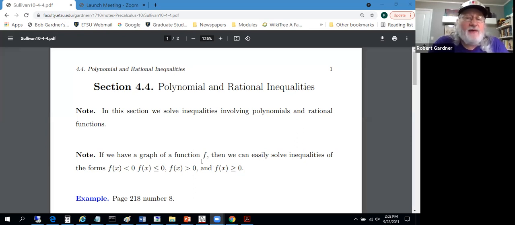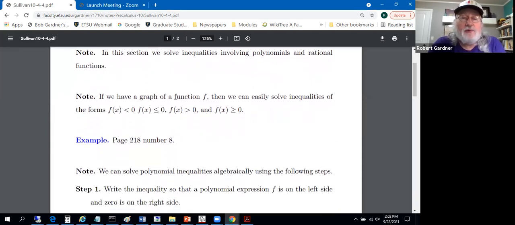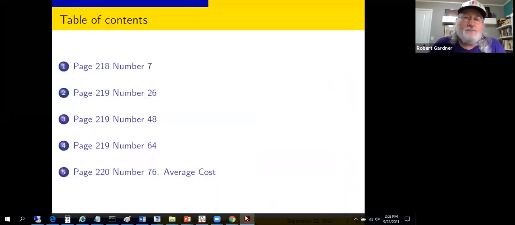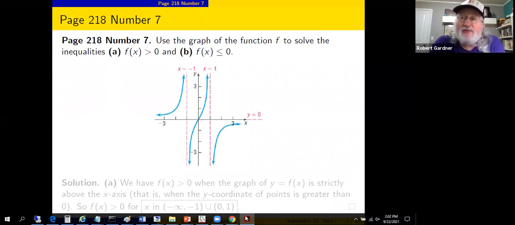So if we have a graph of the function, then solving inequalities of the form f of x is less than 0, or f of x is less than or equal to 0, or f of x is greater than 0, or f of x is greater than or equal to 0. These are straightforward if we have a graph, and we know how to make graphs. As an example, let's look at number 7 from this section, which says, use the graph of the function to solve the inequalities.